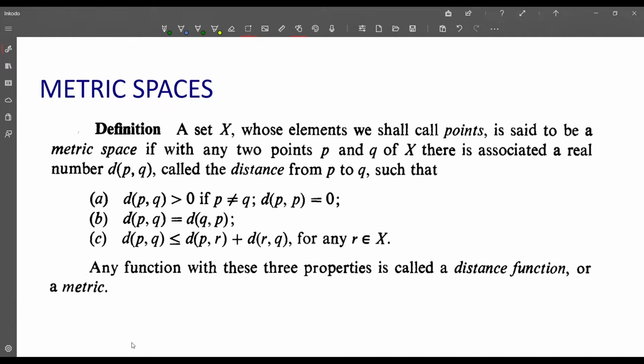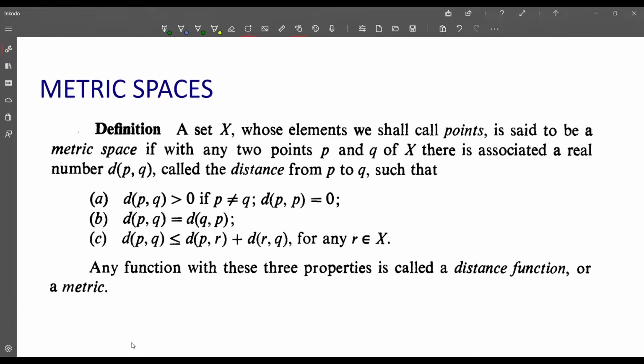B. d(P,Q) is equal to d(Q,P). C. d(P,Q) is less than or equal to d(P,R) plus d(R,Q) for any R in X. Any function with these three properties is called a distance function or a metric.